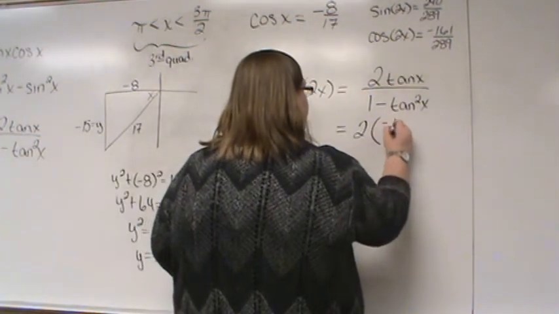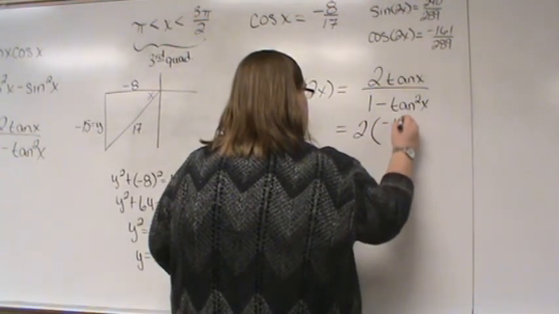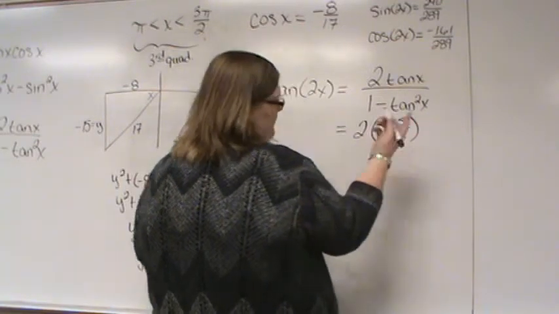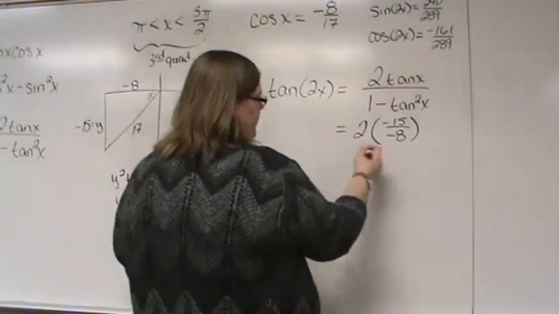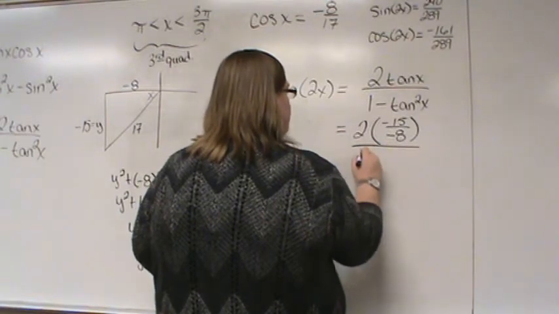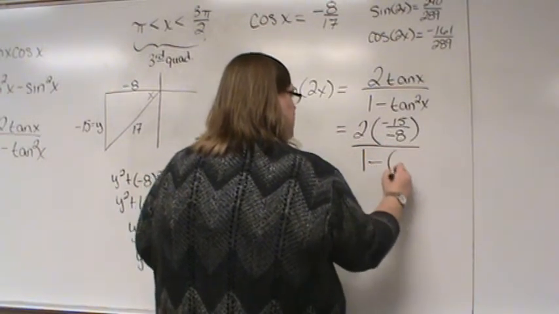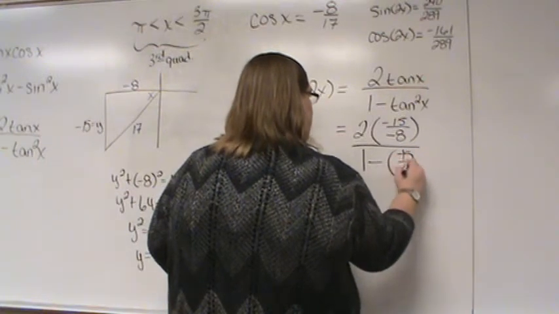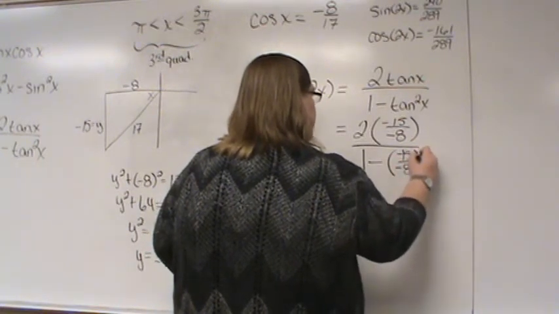So we have negative 15 over negative 8, which is 15 over 8, since our negatives will cancel. And that's over 1 minus negative 15 over negative 8 squared.